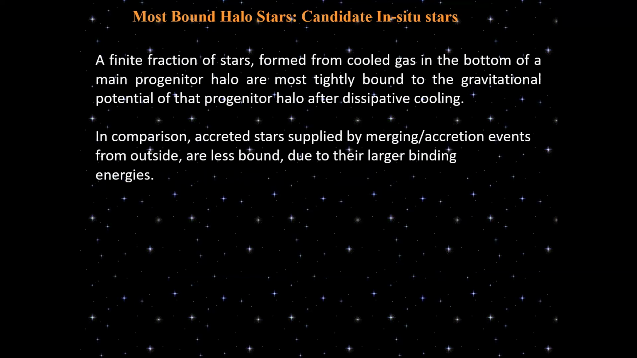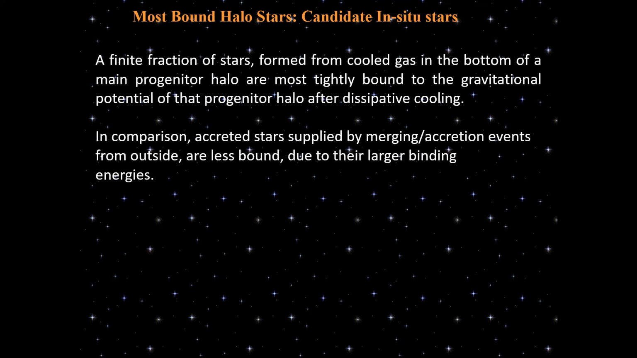So now let's consider the parent halo and the stars formed within this parent halo at the very early stages of galaxy formation. We have these stars formed from the cooled gas. A finite fraction of these stars formed at the bottom of the main progenitor halos. These stars are most tightly bound to the gravitational potential of that halo after dissipative cooling.